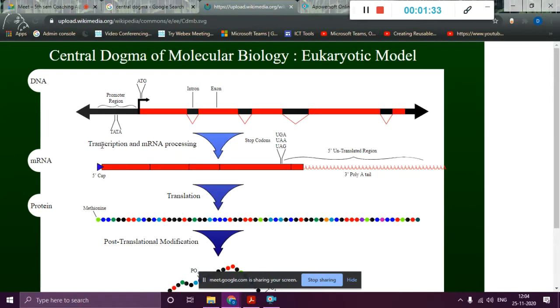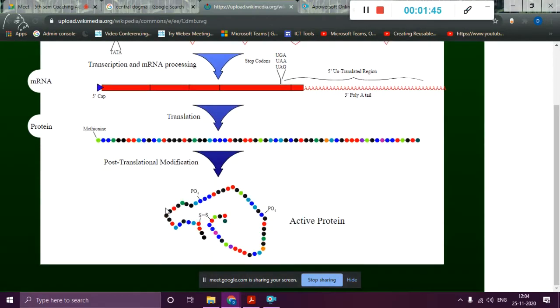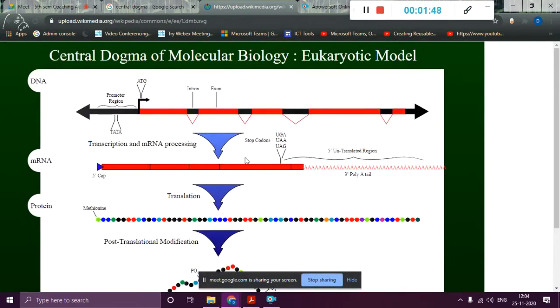From DNA, transcription takes place and mRNA is formed, and then a translation process takes place, and a protein forms. And the protein is also modified, the transcript is also modified. This mRNA is also known as transcript. So, this is the central dogma of the eukaryotic model. Today we will be understanding the process of transcription, how DNA becomes mRNA.